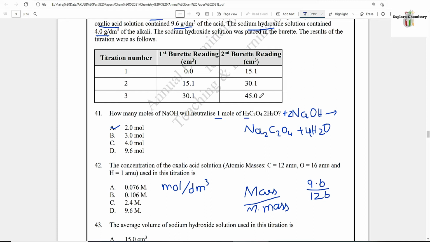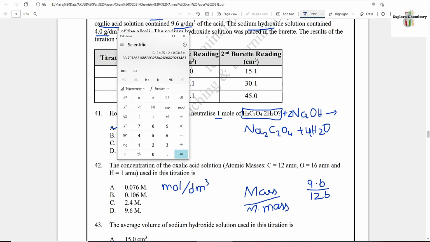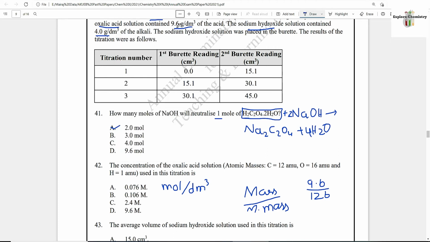How will you calculate it? This is the formula written for oxalic acid, H2C2O4.2H2O. From this formula you can find the molar mass of oxalic acid. So 9.6 divided by 126. The answer is 0.076. So mole per decimeter cube is 0.076. You need to do this only.